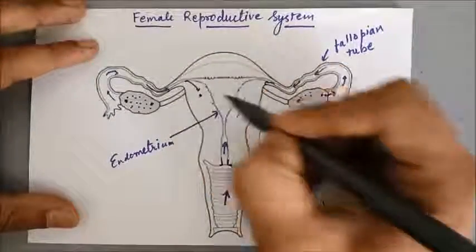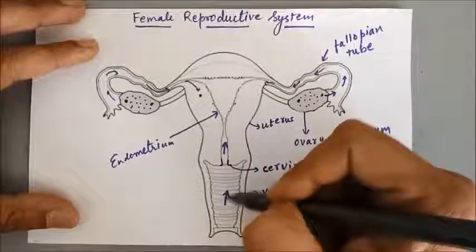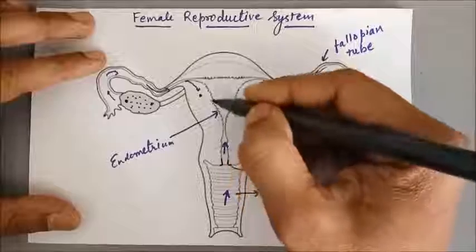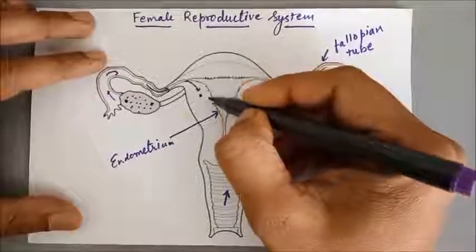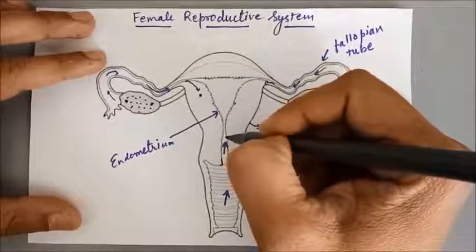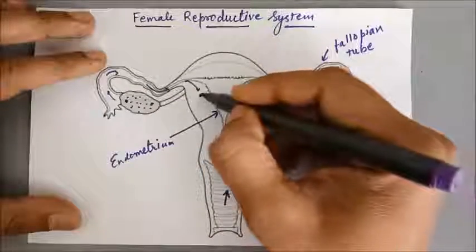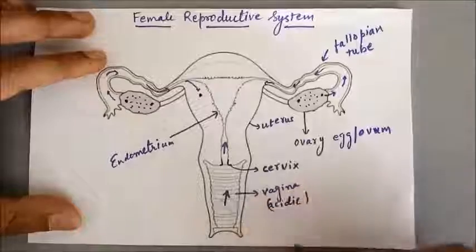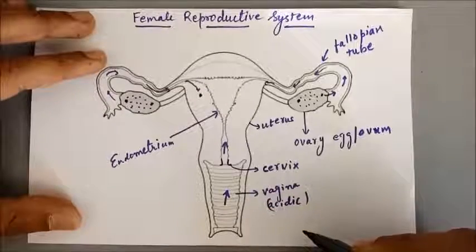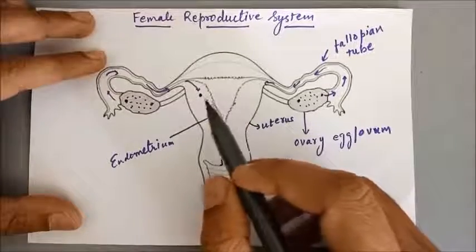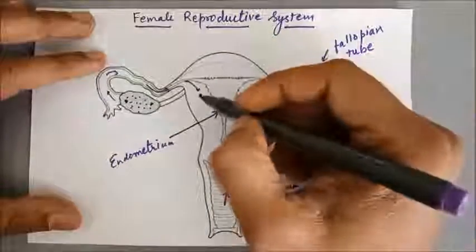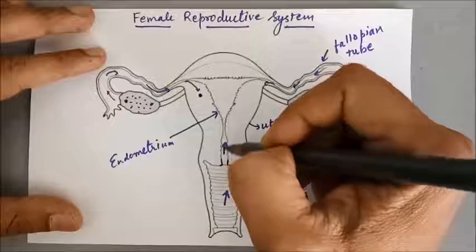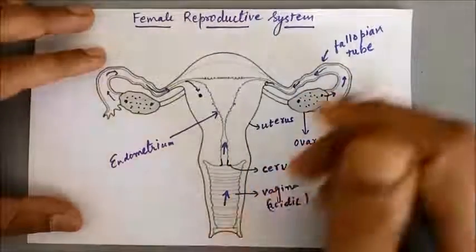But if this female reproductive system does not receive any sperm, then this inner lining of the uterus, the endometrium, and this egg are shed in the form of blood outside the female reproductive system. So that bleeding, which carries away this egg as well as the inner lining of the uterus, is called menstruation.